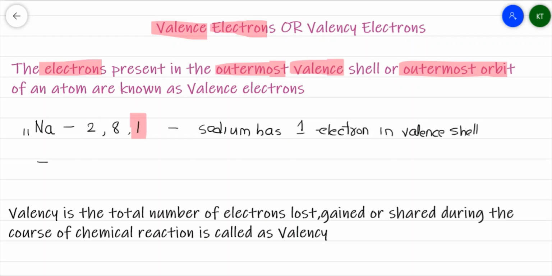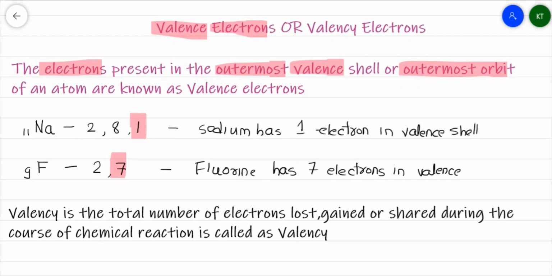Let us take another example related to this. I have fluorine, atomic number is 9. The electronic configuration becomes 2, 7. As you can see here, there are 7 electrons in the valence shell, the 7 electrons in the last shell. So, fluorine has 7 electrons in valence shell. Okay. So the electrons which are present in the outermost shell, those are called your valence electron or the outermost electron.